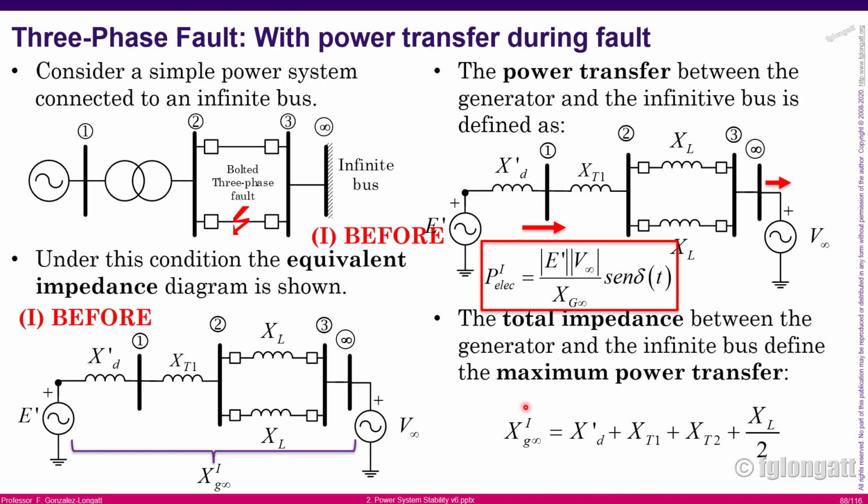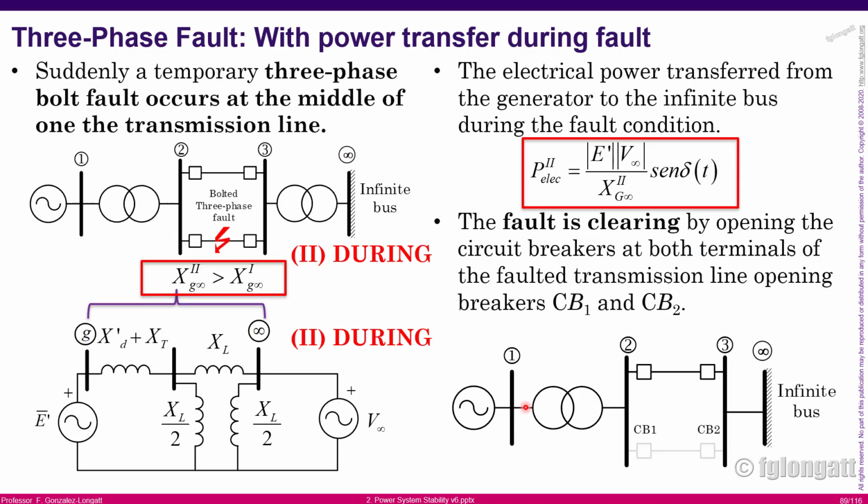Good. But then we have the short circuit, and now we have the short circuit at the middle of the transmission line. There are two important consequences over there. The first one is that this generator will still be sending current.